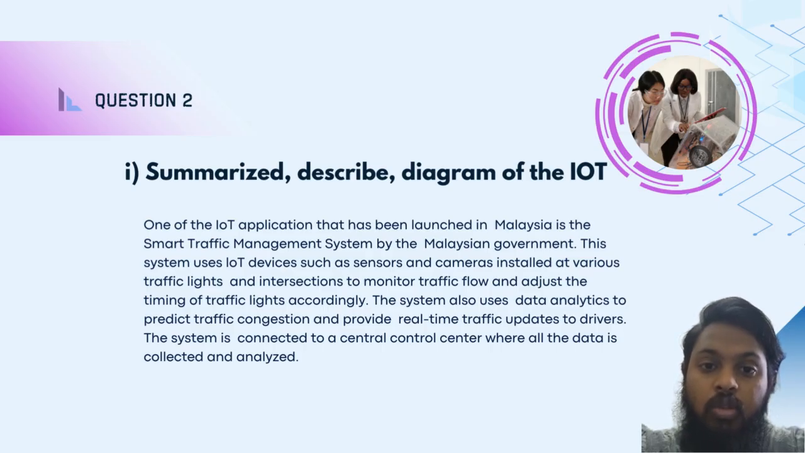Now let's go to question 2. One of the IoT applications that has been launched in Malaysia is the Smart Traffic Management System by the Malaysian government. This system uses IoT devices such as sensors and cameras installed at various traffic lights and intersections to monitor traffic flow and adjust the timing of traffic lights accordingly. The system also uses data analytics to predict traffic congestion and provide real-time traffic updates to drivers. The system is connected to a central control center where all the data is collected and analyzed.